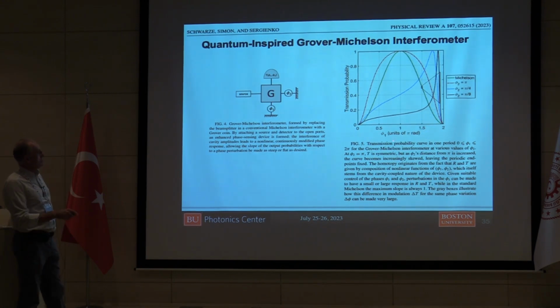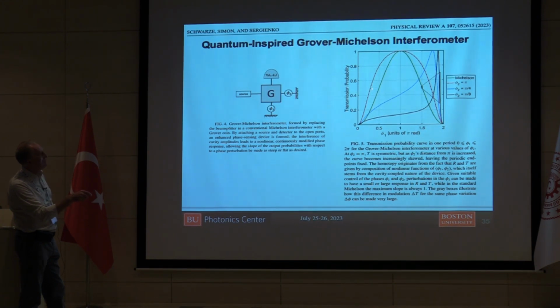If, by any chance, your phi 1 here is 1 pi, these are units in pi radians, so 0, pi, 2 pi. If it's pi, right here, then phi 2 is our control. Let's say green is the conventional Michelson interferometer. If phi 2 equals pi, you see the resolution of this is even worse than the conventional Michelson.